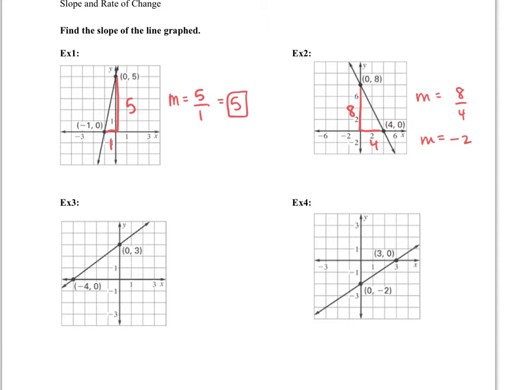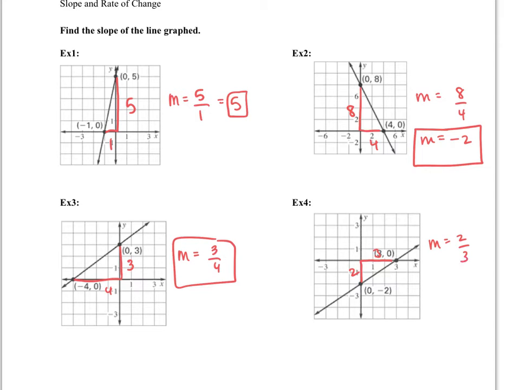You might have overlooked the fact that they were counting by 2s. It'll be okay in this case because you would have gotten 4 over 2. They're scaled by the same amount, but it's something you want to pay attention to. On the next example, my rise was 3 and my run was 4 and my slope was positive. And on number 4, my rise was 2 and my run was 3 and my slope was also positive.